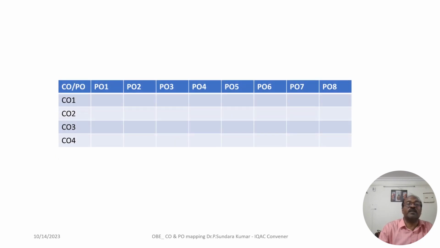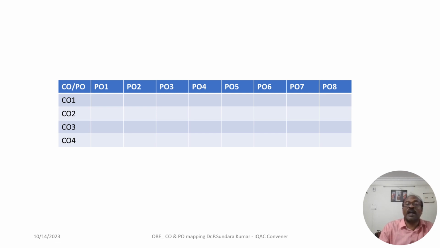Let me give you one example to make the mapping of CO and PO easy to understand. So many faculty are still confused about when and where to give 1, 2, and 3. One is low, 2 is medium, and 3 is high. So how can we do the mapping of COs and POs? Let me look into this slide. Let's assume these are CO1, CO2, CO3, and CO4, as well as the 12 POs.